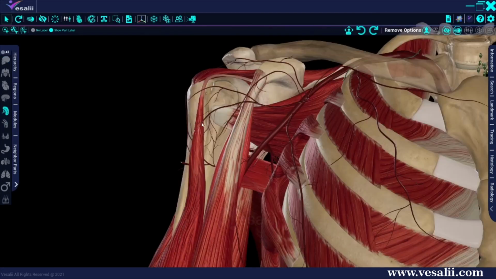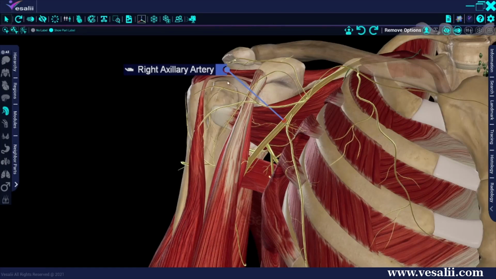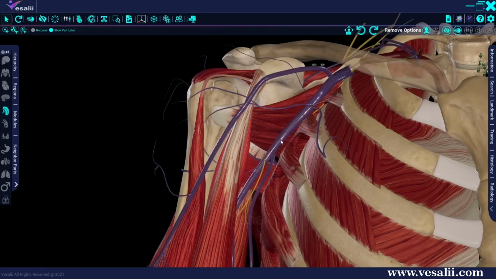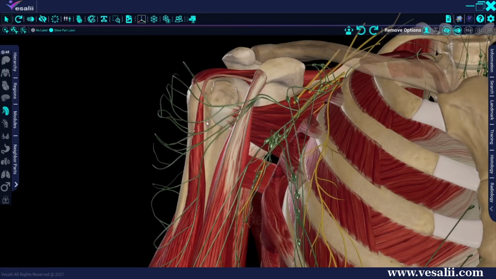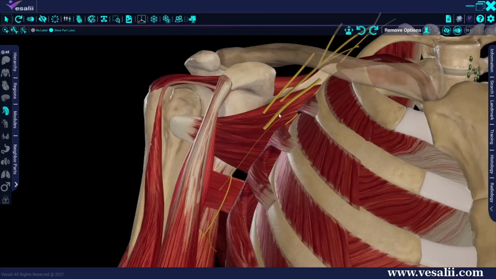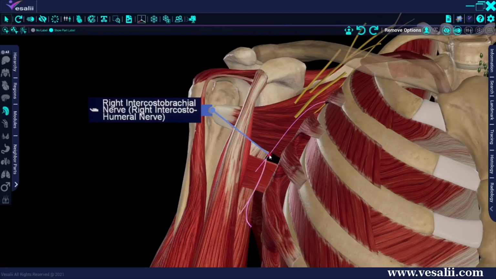Now let's move to the contents of the axilla. The contents of the axilla include the axillary artery and its branches that supply blood to the upper limb, the axillary vein and its tributaries, lymph vessels and nodes, the cords of the brachial plexus, and the intercostobrachial and long thoracic nerves.